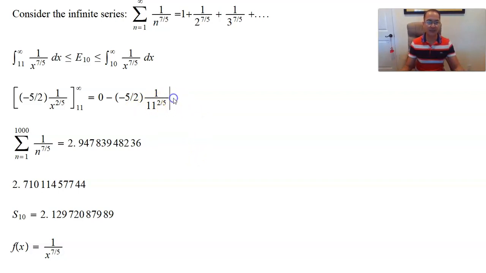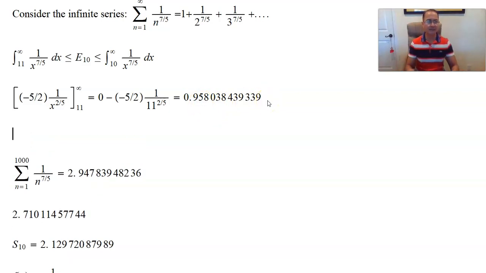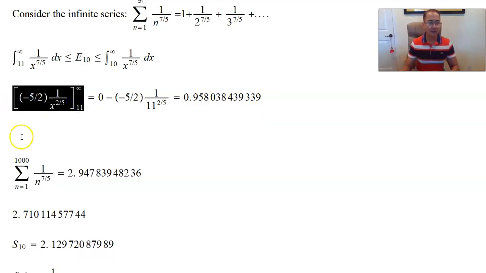Okay, that's not a nice number. So Maple, that is approximately 0.958. Ew! So the error is bigger than 0.958. That's almost 1. That's pretty bad. On the other hand, what happens when we integrate from 10 to infinity?